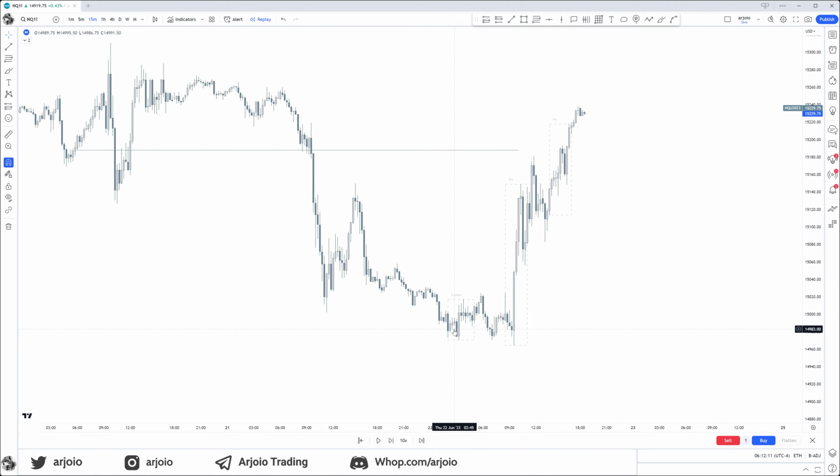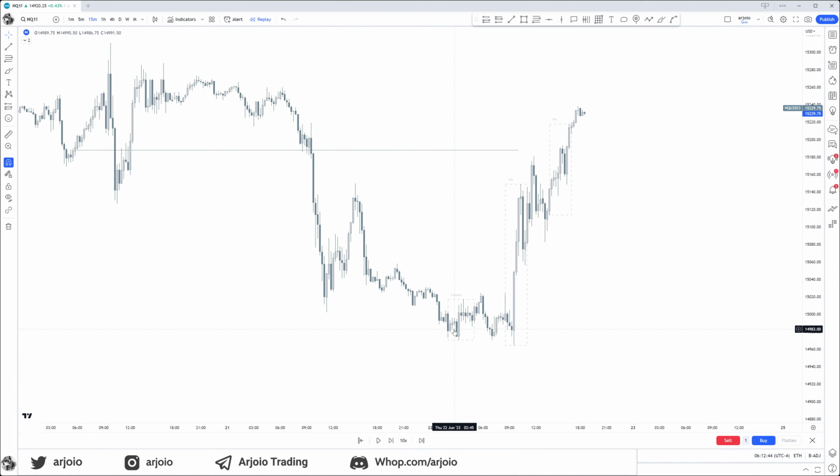If London is a big expansion, and we'll have an example of that in a few moments, then AM is likely some form of consolidation. If AM is some form of consolidation, then the PM session is likely an expansion again. So we are constantly moving from consolidation, expansion, consolidation, expansion, consolidation, expansion every single time.